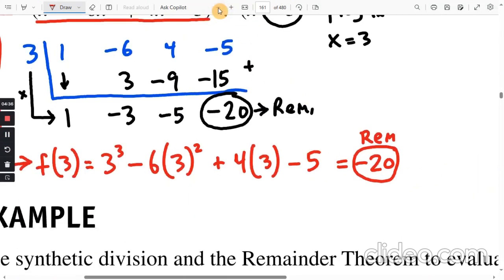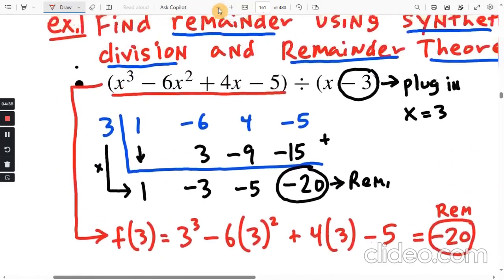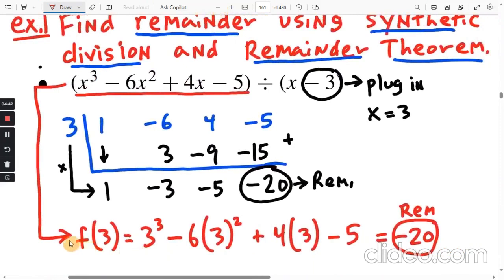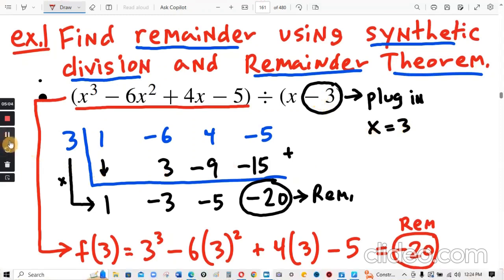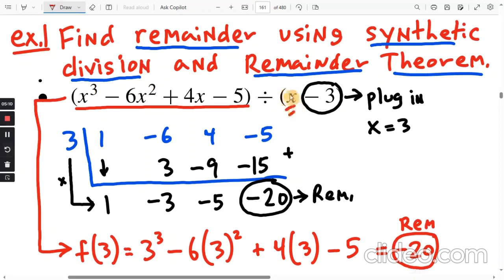All right, and as you can see, we got the same answer. This was the remainder theorem, and this was the synthetic division. So we got the same answer. We confirmed it. By the way, if this was x plus 3, then we would plug in negative 3, x equals negative 3. And just like we said for synthetic division, the coefficient on the x must be a 1. It can't be anything else other than 1. Otherwise, you can't use the remainder theorem.